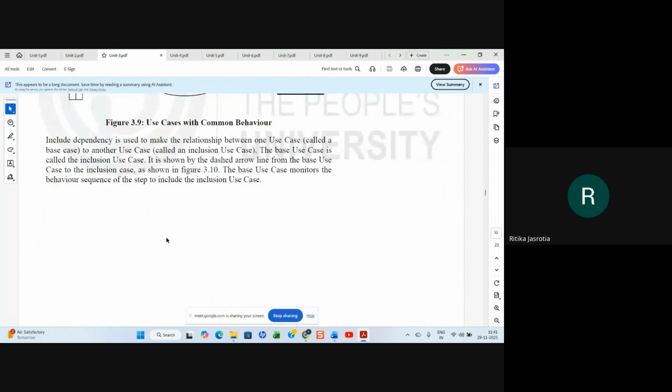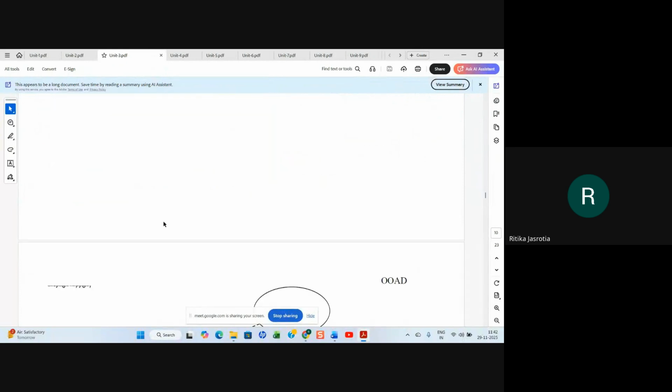right? So include dependency is used to make the relationship between one use case called a base and another use case called an inclusion use case. It is shown by the dashed arrow from the base use case to the inclusion use case. The base use case monitors the behavior sequence of the steps to include in the use case.